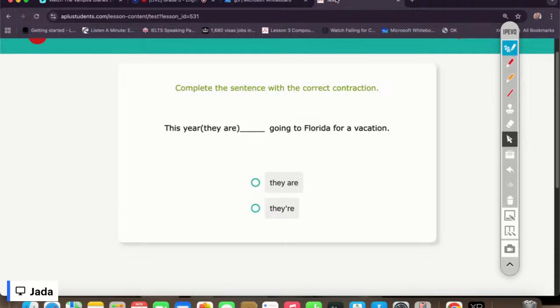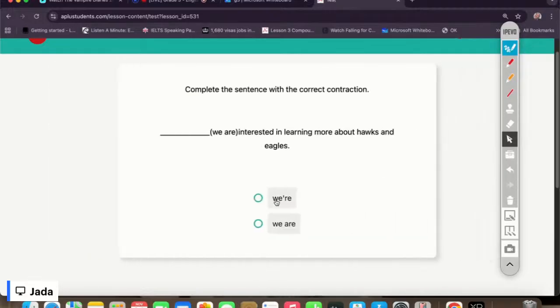All right, take your time. So we have the second one. All right, so we're interested in learning more about hawks and eagles. First or second?